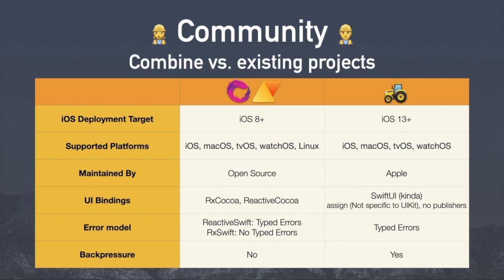We also get a bunch of UI binding stuff in the open source frameworks. We don't really get UI binding frameworks. There are community projects which I'll show you in a moment, but SwiftUI, not really binding. It's really an entire UI framework. The error model in ReactiveSwift is actually the same as in Combine. You have a specific typed error. In RxSwift, there are no typed errors. It just has an error, a regular Swift error. And finally, back pressure is only supported by Combine. ReactiveSwift and RxSwift don't support it at all.